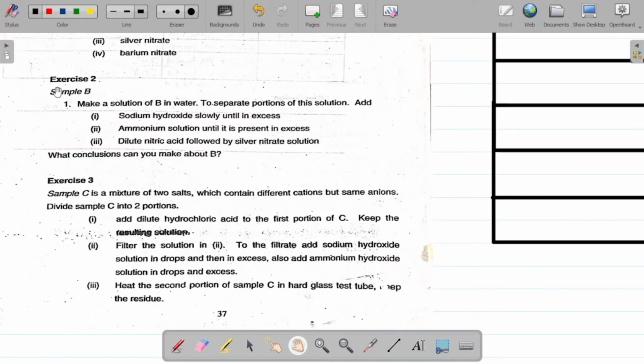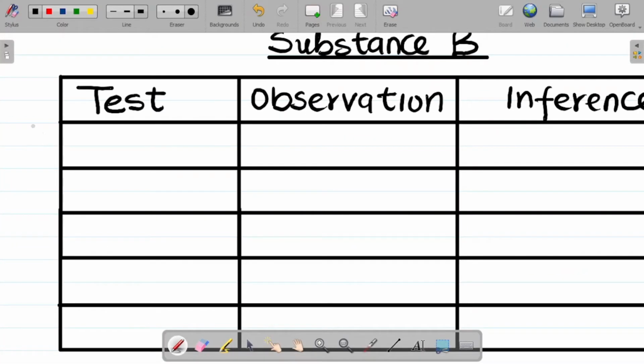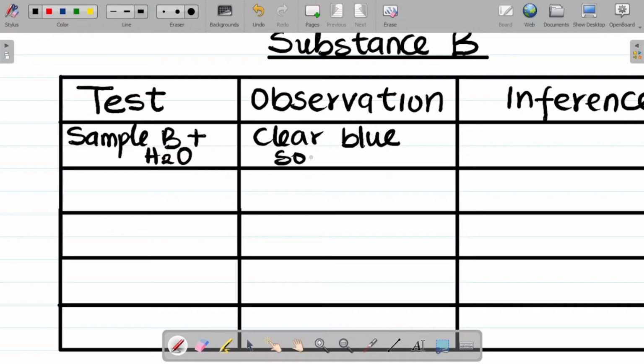All right, so let's look at exercise 2. For exercise 2, I have sample B. Now, the first thing there says make a solution of B in water. So my first test will now be sample B in water. So sample B plus H2O, that's water. My observation here was that a clear blue solution was formed. So I'll say clear blue solution. That's my observation.